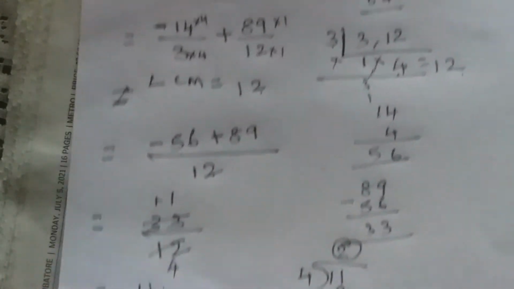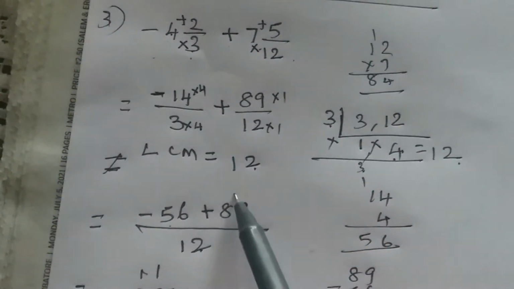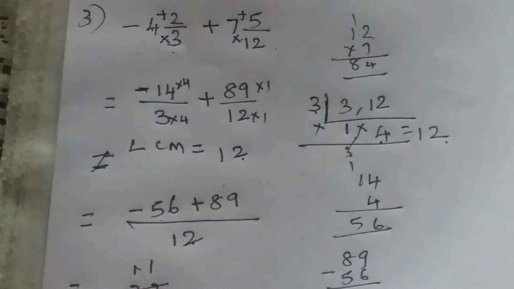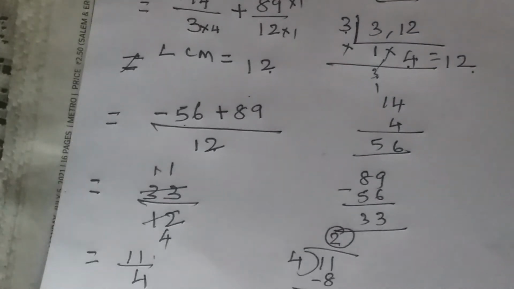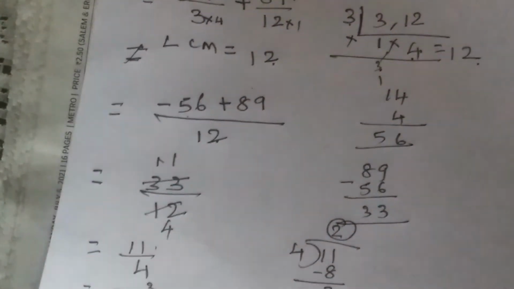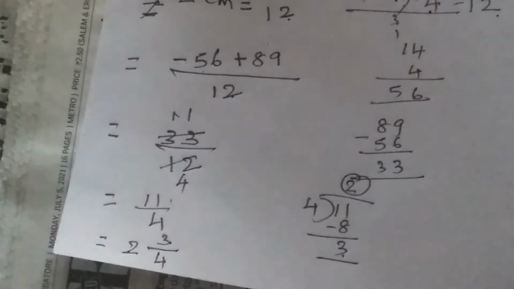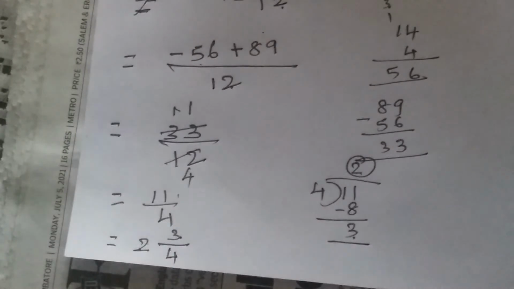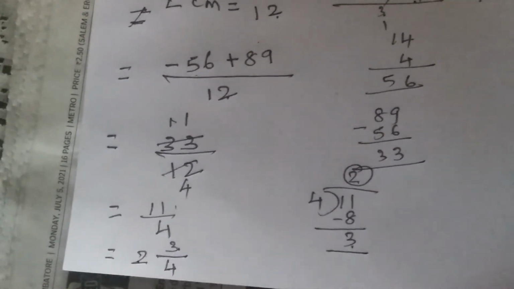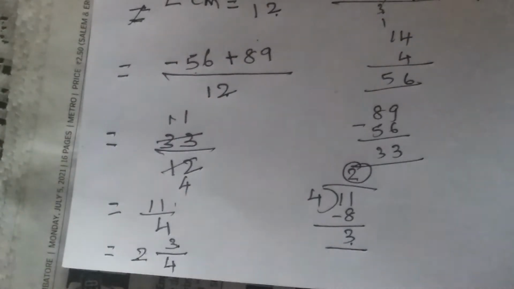So first what do we do? First convert mixed fraction into improper. Then find LCM. Then change both the denominators to the common denominator 12, and signs are different. We subtract and put the sign of the greater number. After that, both have the common factor 3. So we cancel by 3. Then 11 by 4 is improper. We convert into mixed fraction. To convert into mixed, you should divide the numerator by denominator.